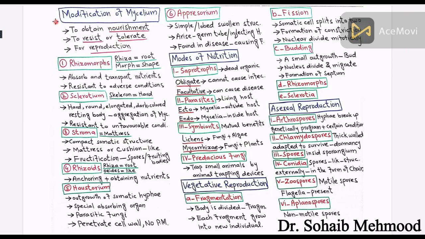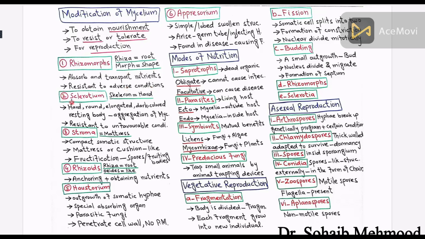So what is the purpose of these modifications? Number one, to obtain nourishment, to obtain nutrition. The second one, to resist and tolerate unfavorable conditions. And the last one, for reproduction. So the first one is the rhizomorphs. Rhiza means root and morph means shape. So rhizomorphs are basically root-like structures that absorb and transport nutrients and also provide resistance to adverse environmental conditions.